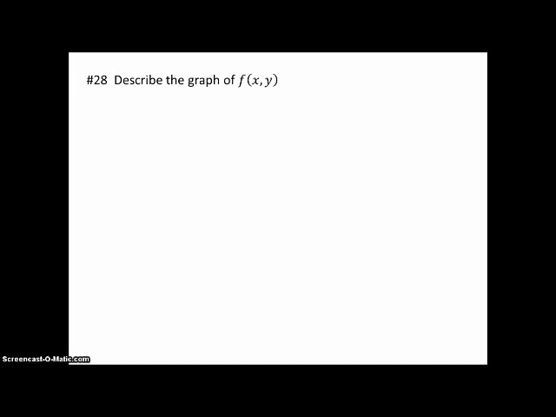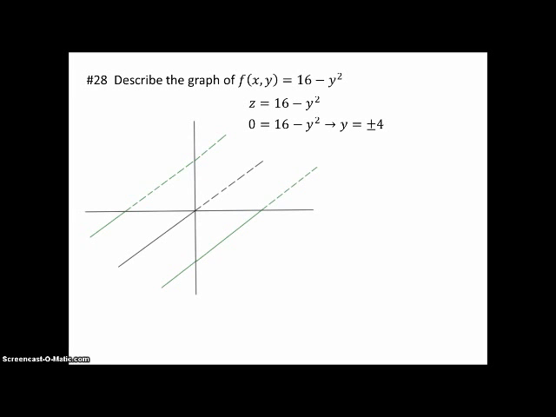Number 28, describe the graph of f of x, y equals 16 minus y squared. So the equation is z equals 16 minus y squared. Notice x is not mentioned, so x can take on any value it likes. Now, if z is 0, then solving for y gives us y equal plus or minus 4, which means there will be two horizontal lines parallel to the x-axis in the xy plane.